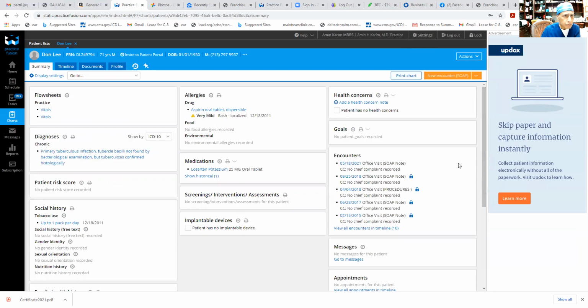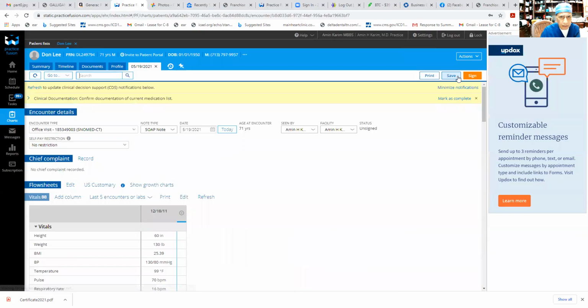So what we do now is let's start with a new patient. So this is a new encounter, and you click on it, a new encounter. Now, one thing I want you to absolutely remember is that there are two little boxes here. One is a seen by and one is a facility. Facility will always be Amin H. Karim because I'm the only one that has this program in this office.